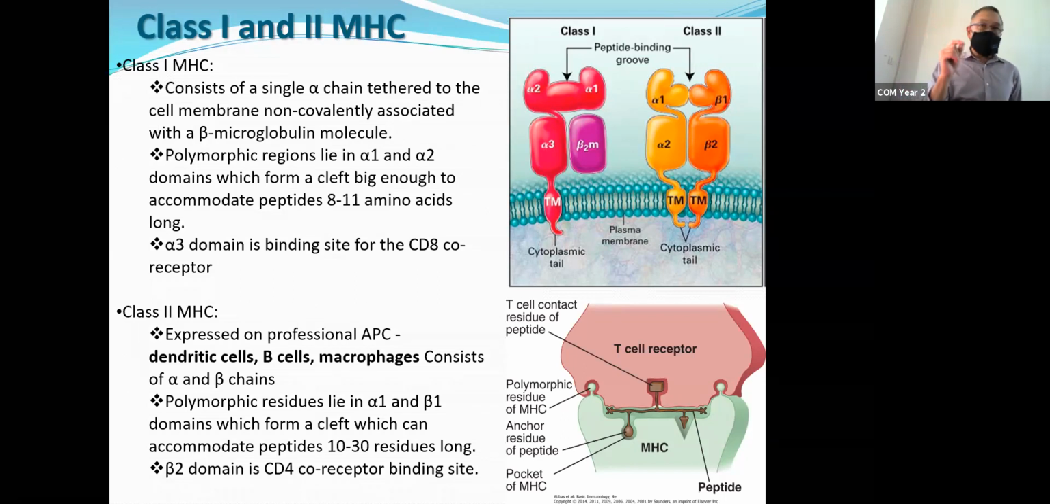The rejection wouldn't be as fast if you received an organ from someone who is related to you. And you wouldn't reject it at all if you received the organ from your twin brother or sister, right? So the closer the HLA match, the less chance there is of rejection.